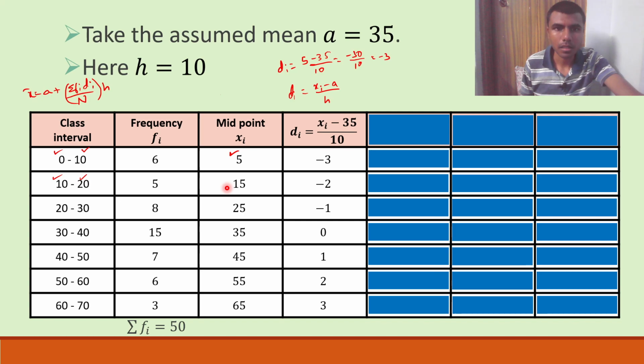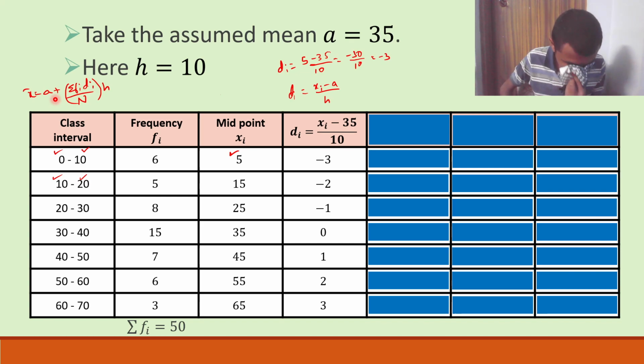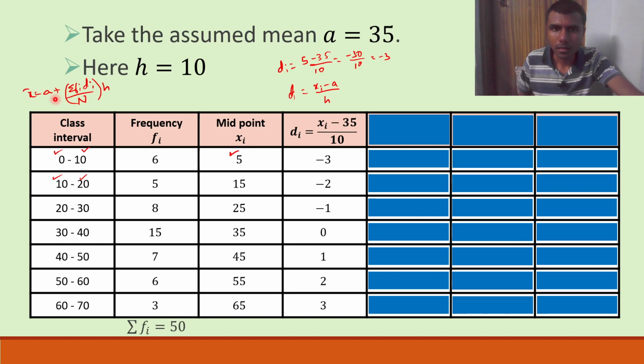Now next, in our formula, there is sigma fi into di. That means I have to find out fi into di. How to do that? It's pretty simple.